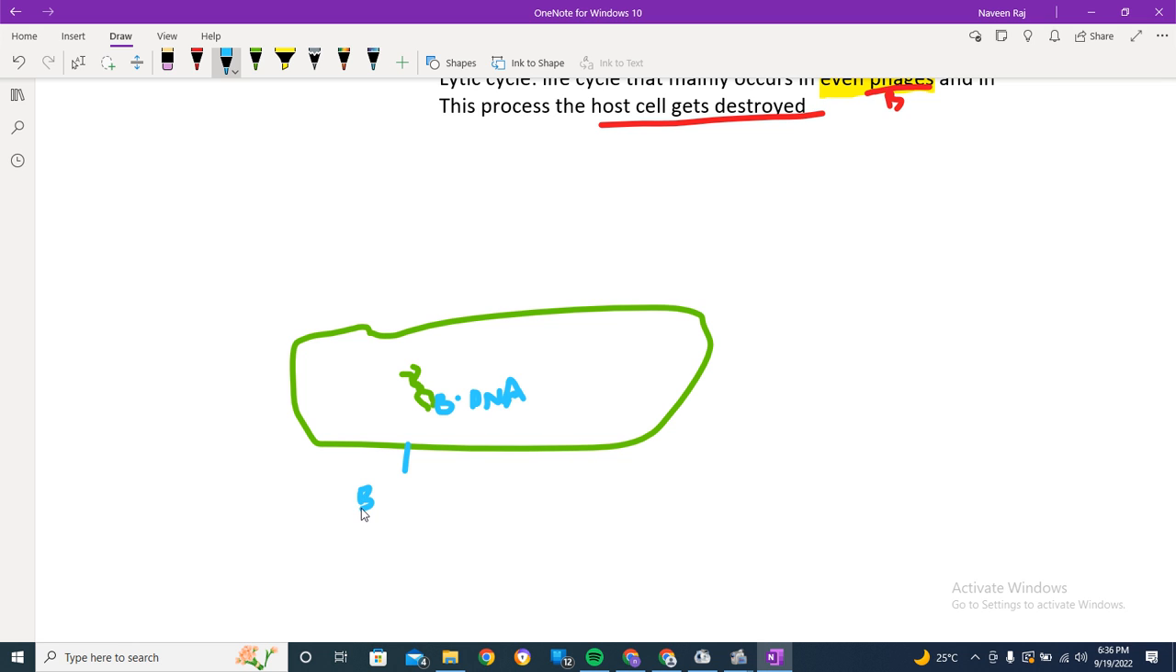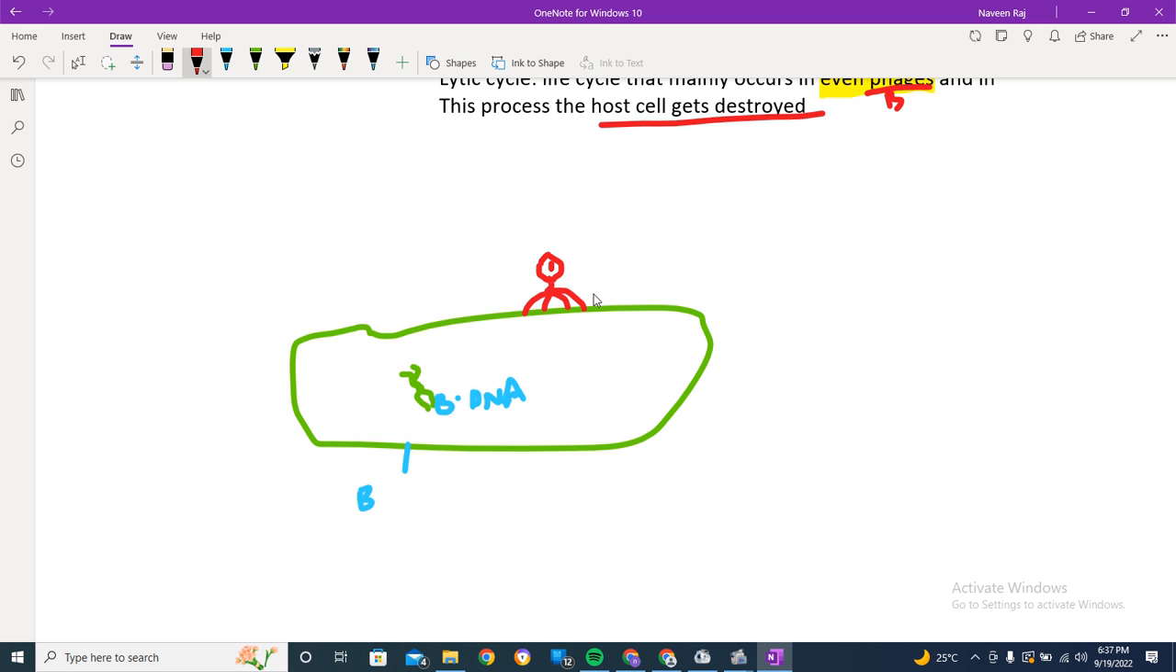And what happens is that the virus comes, and the very first step is attachment. In other words, we can say this is also called adsorption. Remember, this is not absorption, this is adsorption. And the tail fibers get attached to the cell membrane of the bacteria or the host cell. This is the very first step.